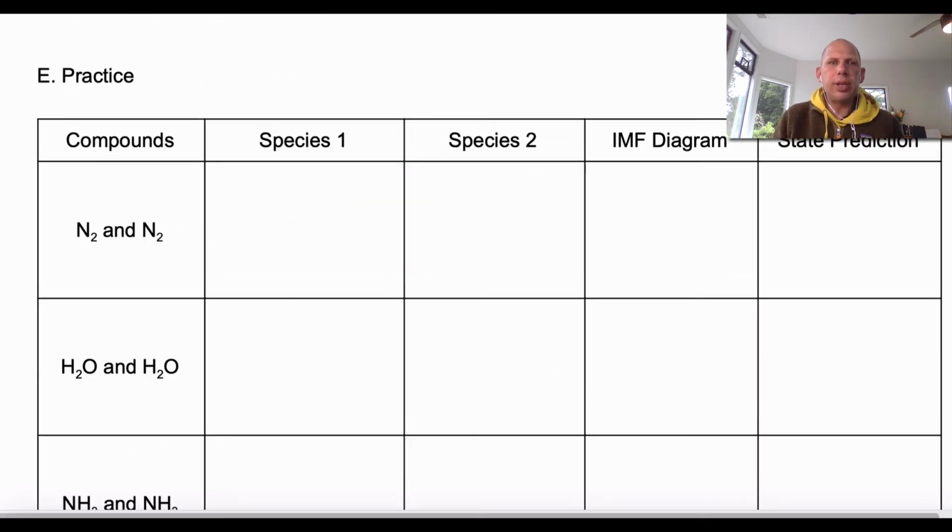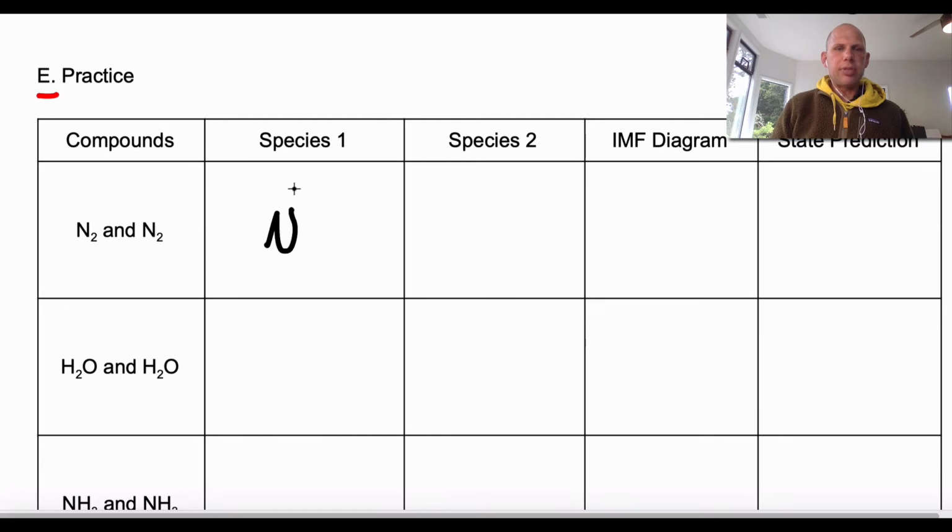So now, if you could please open up here to the page that is part E, practice. And I'm going to walk you through one of these, and then I'm going to have you do one, and then I'm going to do it. Okay. So species 1 is the first thing here.